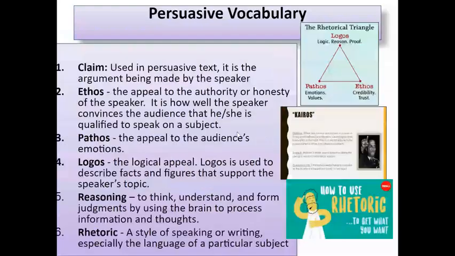That is rhetorical appeals and persuasive writing per se. Thanks for listening.